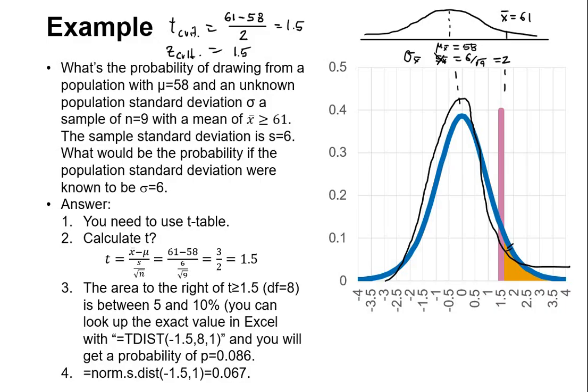Okay, so I hope that it is clear how to distinguish between Z and T. And let's just stop here, and then let's continue with actually building some confidence intervals.